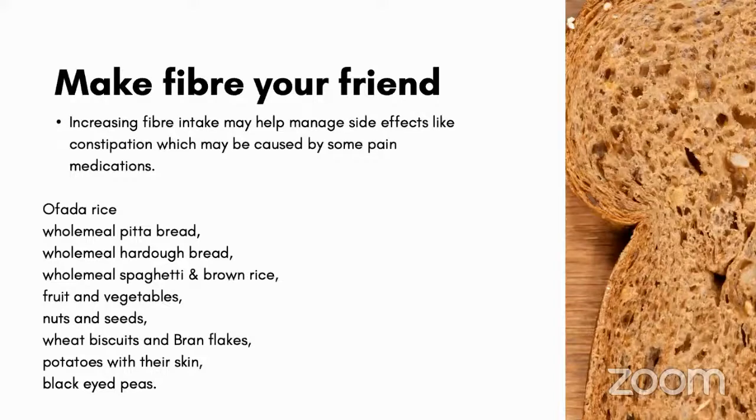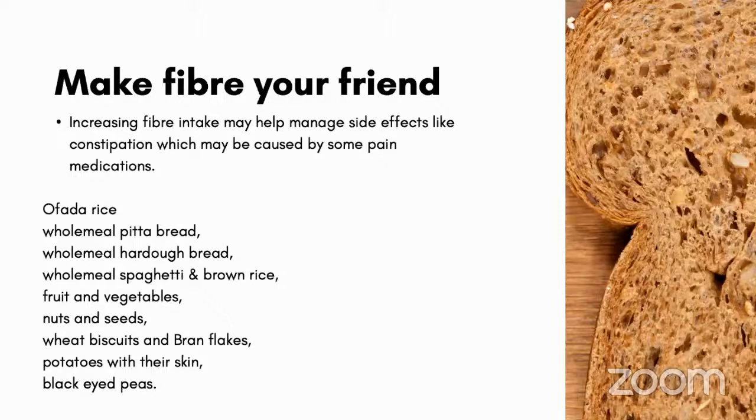Make fiber your friend, and this is so important because, as a prevention for sickle cell crisis, or even just to manage a sickle cell crisis, doctors or GPs might prescribe you pain medications. What we do know is that pain medications can make some people feel very constipated. So again, more reason to be drinking more fluids so that your bowel has regular movement, and also to increase your fiber intake too.